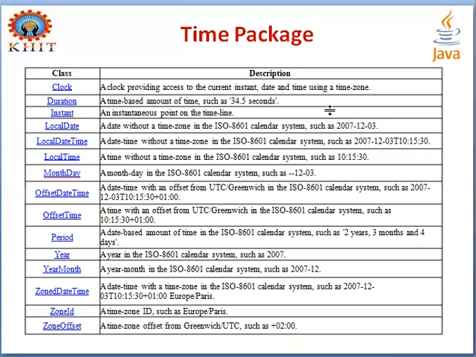Right, that is offset date time. Next, we follow period. Period means a date-based amount of time of a calendar system, such as 2 years, 3 months, and 4 days. Okay, so that it will display the period. That means according to the present calendar, English calendar, what we are following. So how many years has been passed? That will be displayed. Like that, it will be displayed.